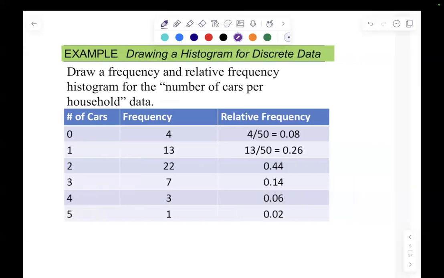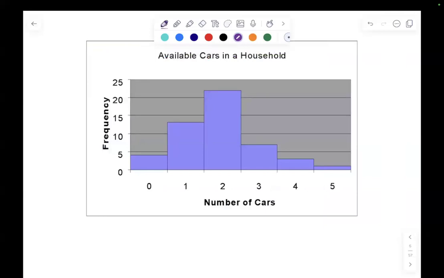When we have a discrete histogram, each outcome of your variable goes smack dab in the middle underneath the bar. So there were 0 cars, 1 car, 2 cars, and on and on. And then the height is the frequency in this case. So it looks a lot like a bar graph. It's just that my bars are touching. This is specifically for discrete that I would put them in the middle like that.